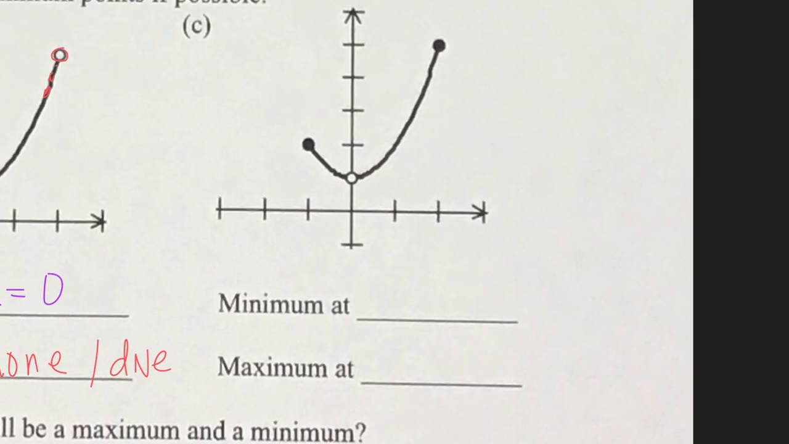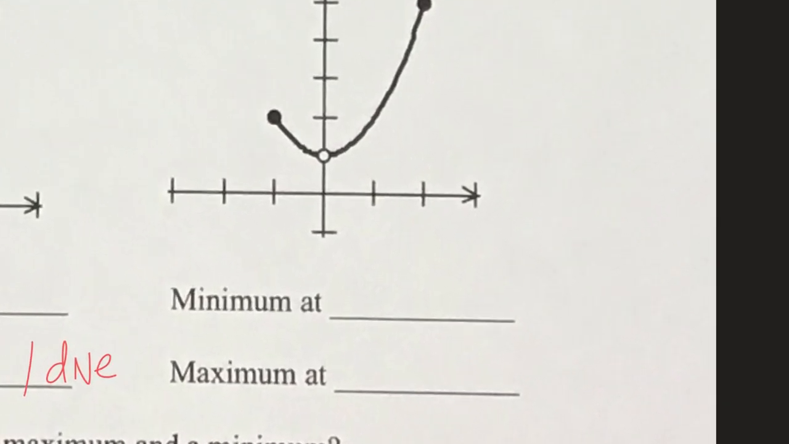And what about C? Do we have a minimum value here? No, because there's a hole at the bottom of our graph where we used to have a minimum, but is it 0.01 or 0.001 or 0.000? If we can add another decimal point somewhere, that means we don't have an absolute minimum. But we have a maximum at x equals 2.